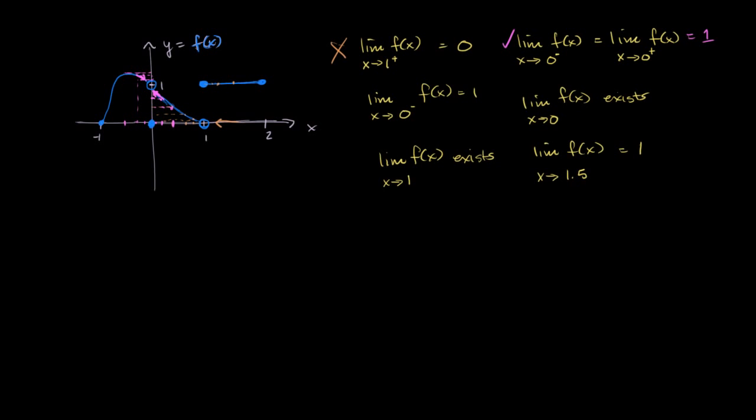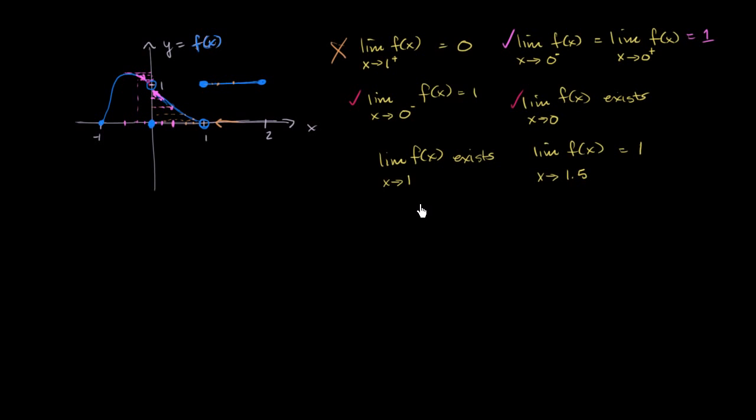Now let's look at this statement. The limit of f of x as x approaches 0 from the negative direction is equal to 1. Well, we've already thought about that. As x approaches 0 from the negative direction, we see that we're getting closer and closer to 1. As x gets closer and closer to 0, f of x gets closer and closer to 1. So this is also true. The limit of f of x as x approaches 0 exists. Well, it definitely exists. We've already established that it's equal to 1. So that's true.